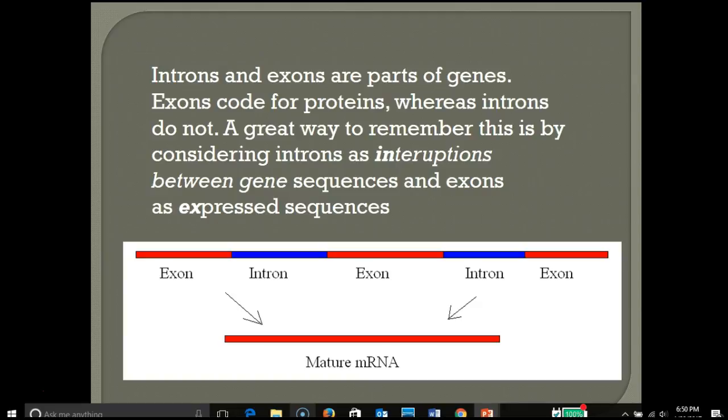So I think you'll remember that introns and exons are both parts of the gene in a DNA. A gene, again, is a segment of DNA that codes for a particular trait or protein. The exons are the actual coding portions of that gene, whereas introns are non-coding portions. The way that I remember this is I think of the introns as interruptions in the coding sequence, and exons are the parts of the sequence that are expressed into proteins.